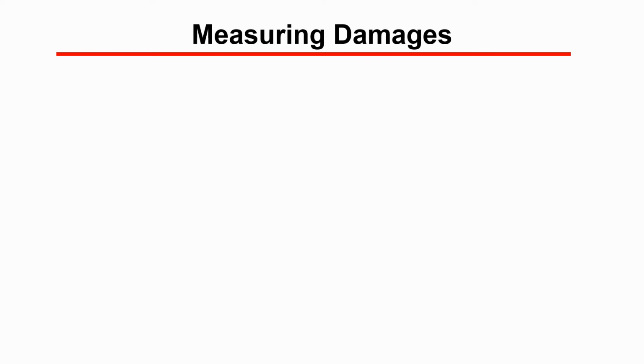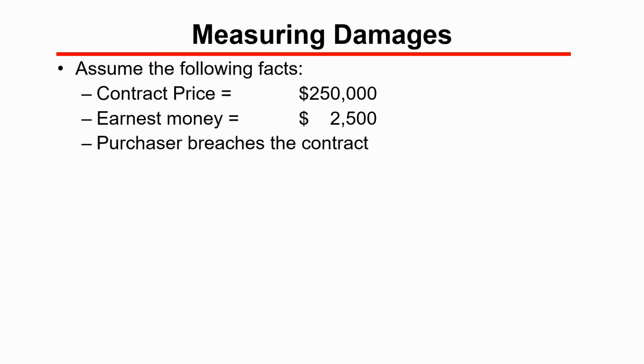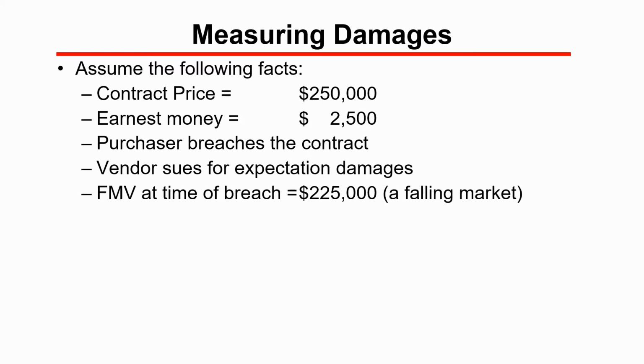Now let's see how the measure of damages for a breach of a real estate sale contract would work in a falling market, such as the one we had between about 2007 and 2012. Let's assume the following facts. The contract price for this real estate is $250,000. Earnest money of $2,500 is paid, and then the purchaser breaches the contract. The vendor, let us assume, sues for expectation damages. The fair market value at the time of the breach has declined, and it's only $225,000. That's a falling market, as you can see.